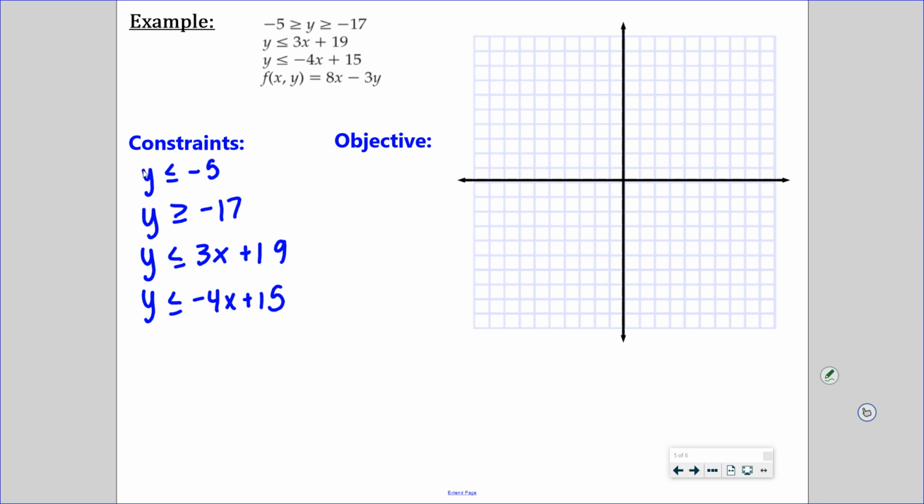My objective equation, I see, is f of x comma y equals 8x minus 3y. So that's the one I'm going to try to optimize, finding the minimum or the maximum. Alrighty, so when I go to graph my constraints, I see I have to graph y is greater than or equal to -17. So I'm obviously going to have to do some scaling on my graph.